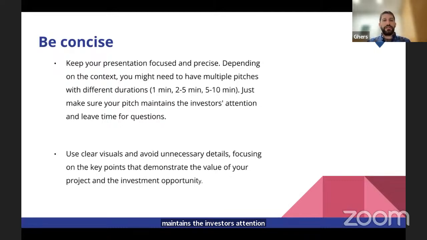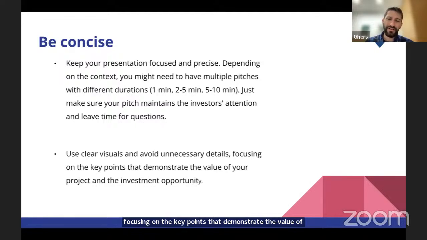Also, the presentation usually should be less heavy on the text and should have clear visuals, avoiding unnecessary details, focusing on the key points that demonstrate the value of your project and the investment opportunity.